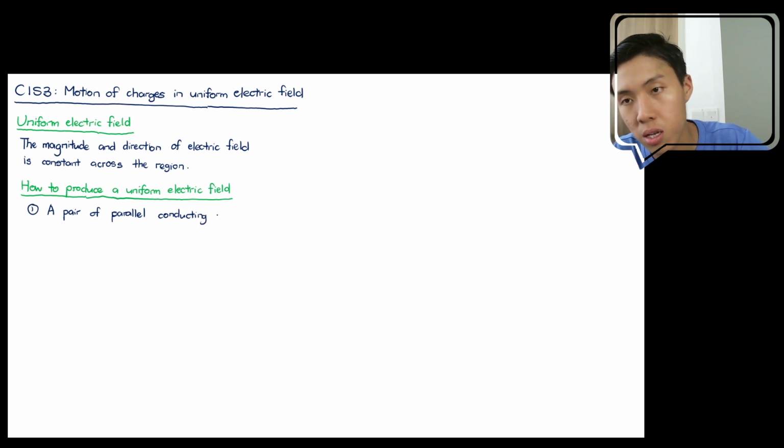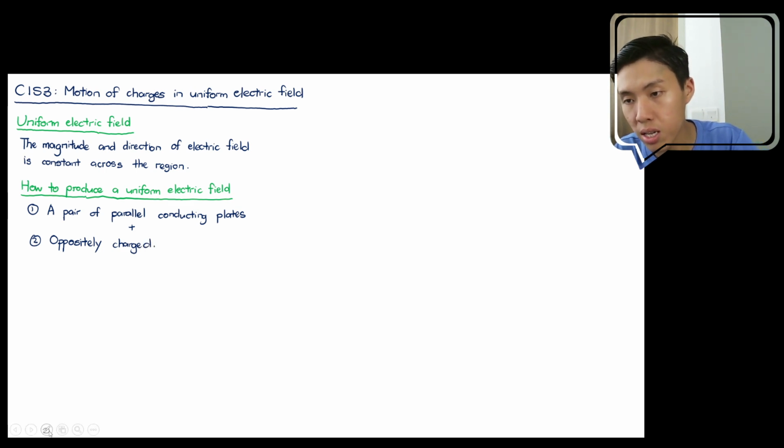Okay, so the first requirement is you need to ensure that you have a pair of parallel conducting plates. And then you need to make sure that these two plates are oppositely charged. So these are the two important criteria that you need to achieve in order to have a uniform electric field.